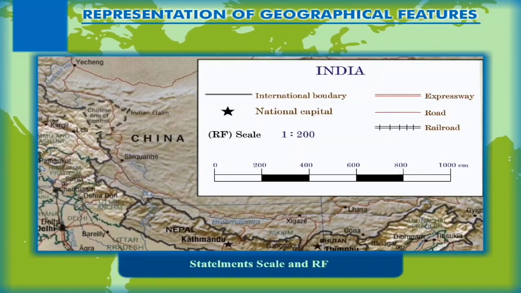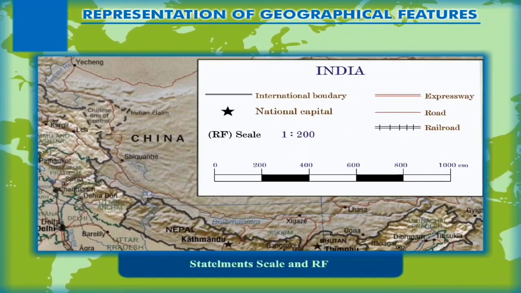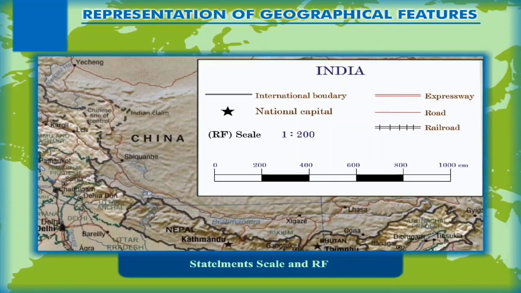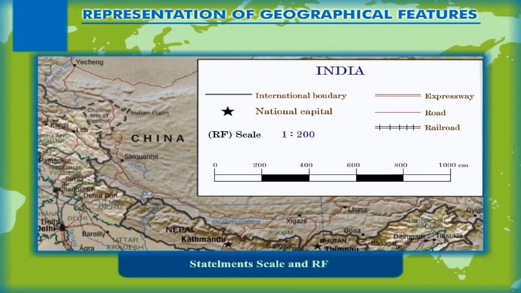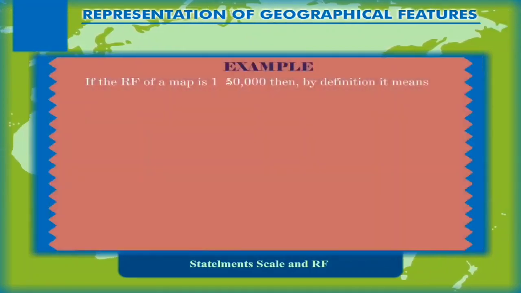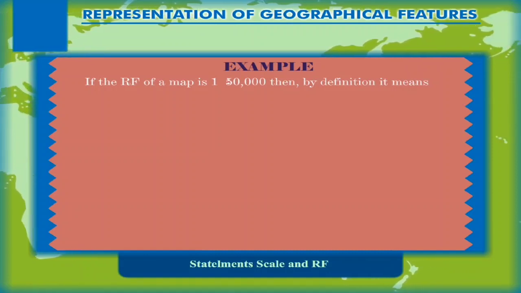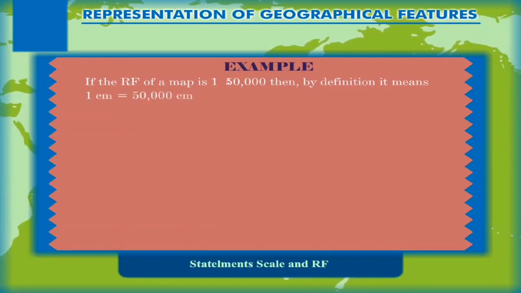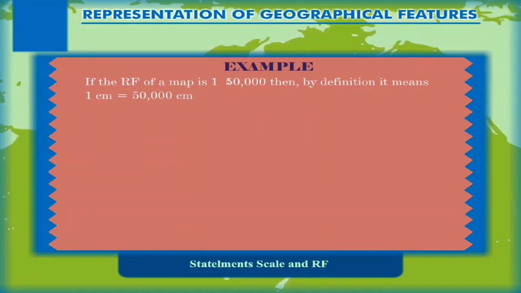The representative fraction or RF is the ratio between the distance on the map taken as unity and the corresponding distance on the ground. Being a ratio, the RF has no units. For example, if the RF of a map is 1:50,000, then by definition it means 1 centimeter is equal to 50,000 centimeters.